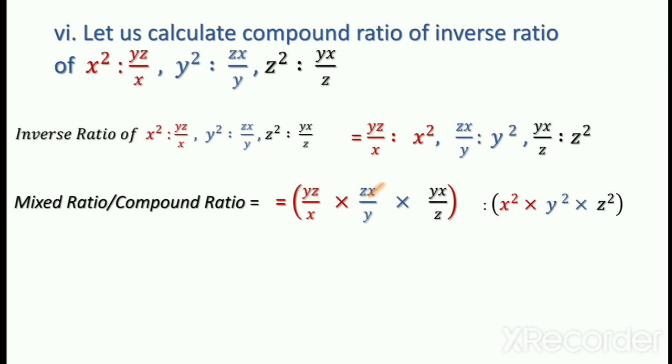So you can see we can cancel certain terms: x and x get cancelled, z and z also get cancelled, and y and y also get cancelled. What remains in the numerator is y into z into x. We write that as xyz is to, here we have x square, y square and z square.